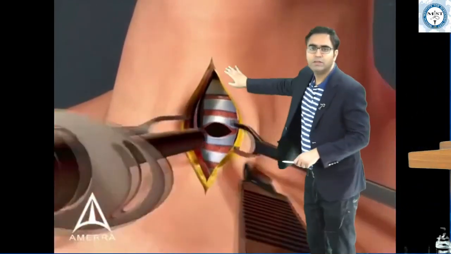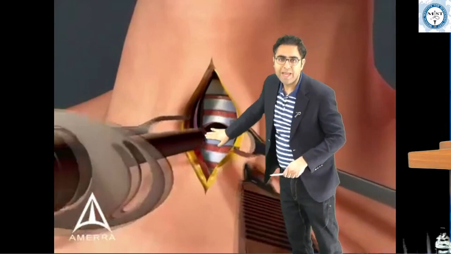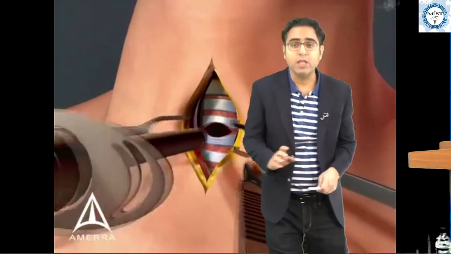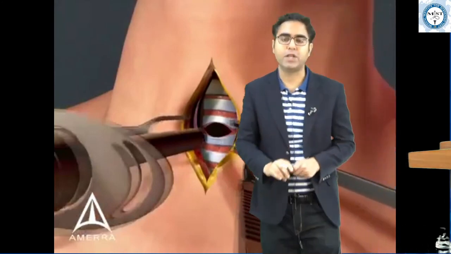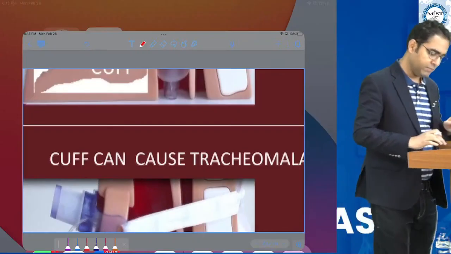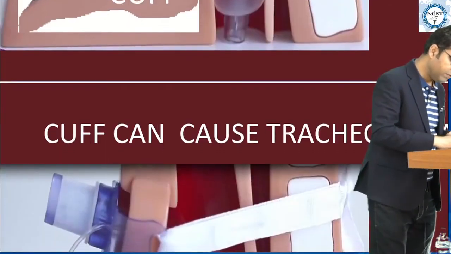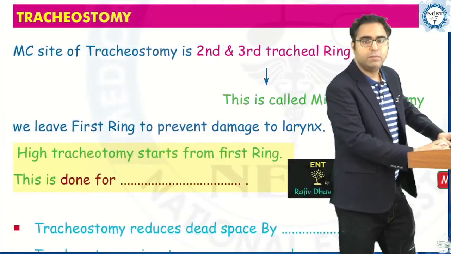Where do you make the hole? This is cricoid. This is the first ring, second ring, third ring. You make a hole at the second and third tracheal ring, and this type of tracheostomy is called mid-tracheostomy. Mid-tracheostomy, beta. Am I clear? Now, all of you see the notes, beta. All of you see the workbook. Now, this is called mid-tracheostomy.